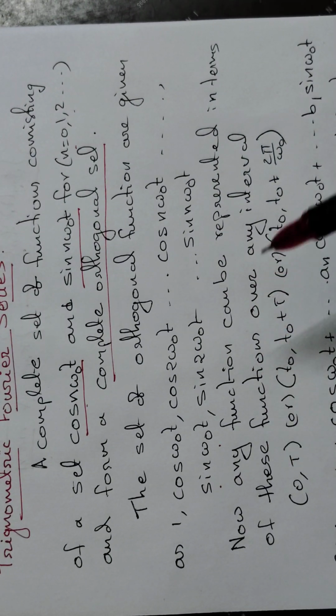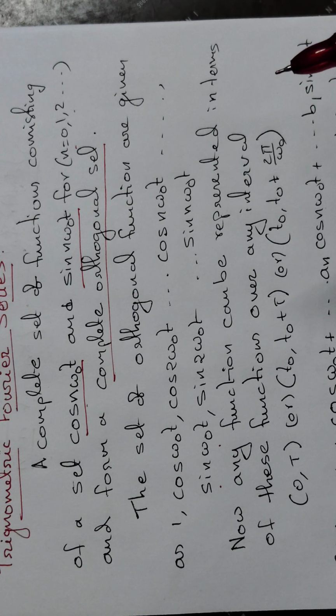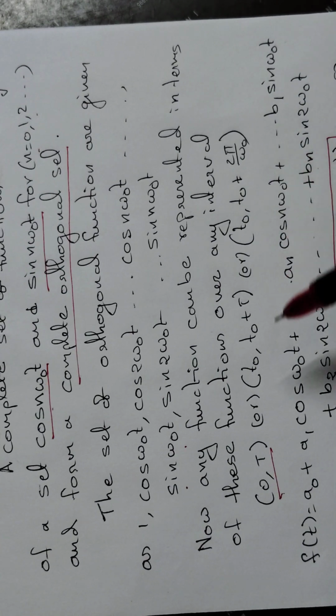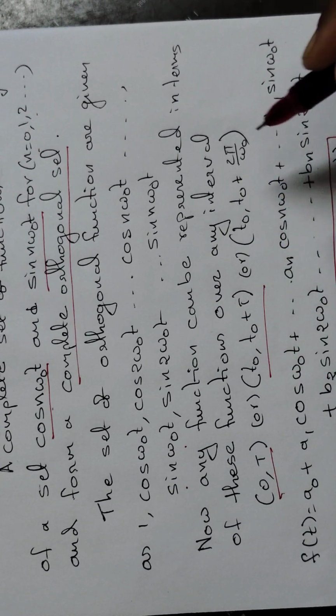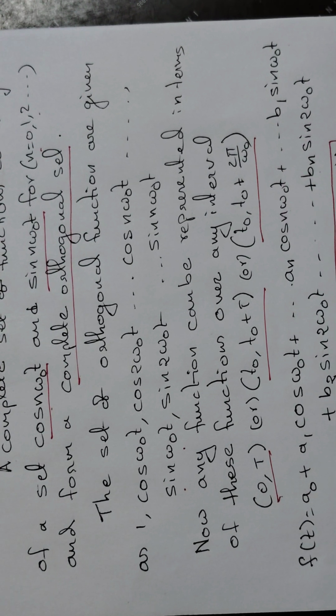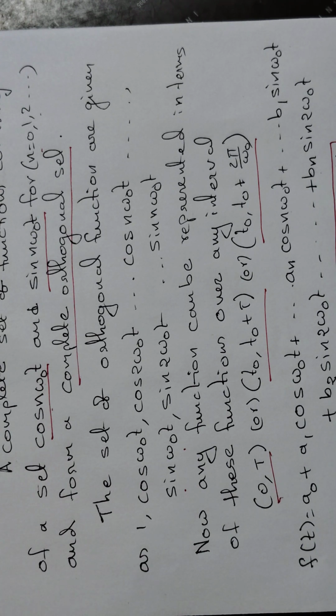Now if you take any function in Fourier series, it can be represented in terms of these functions over an interval, that is 0 to T, or t0 to t0 plus T, or t0 to t0 plus 2 pi by omega naught. So you can take any of these intervals in Fourier series. From an exam point of view, if the limits are not given, you have to take any one of the limits. Okay.